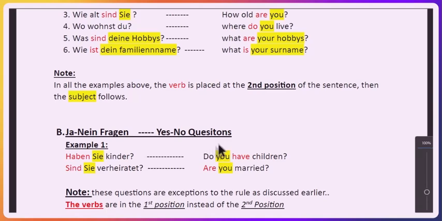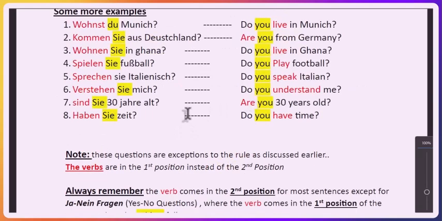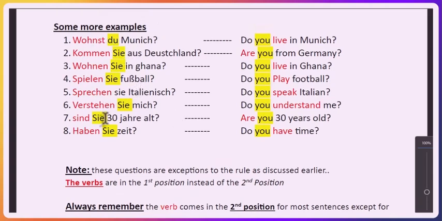So very simple. The only exception is that the verb will come in the first position and the subject will follow. But for the rest, the verb is always in the second position. The subject can be either before or after. It can follow or come before. Let's look at examples.